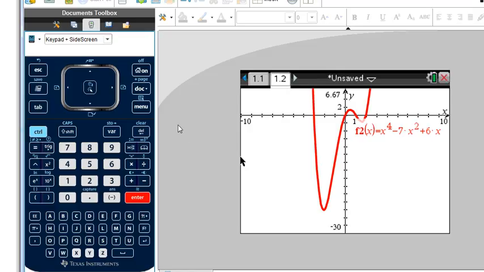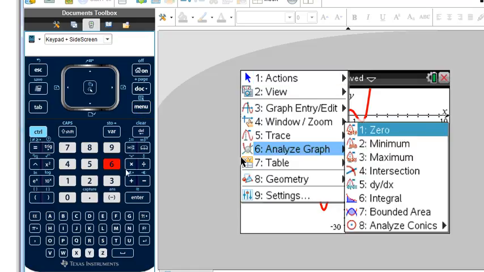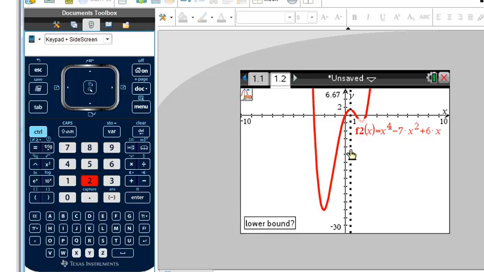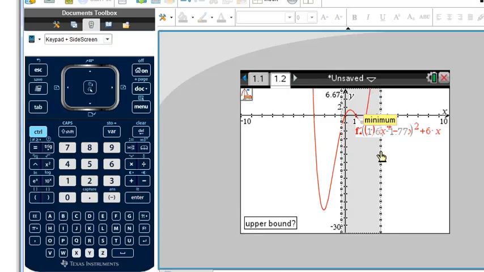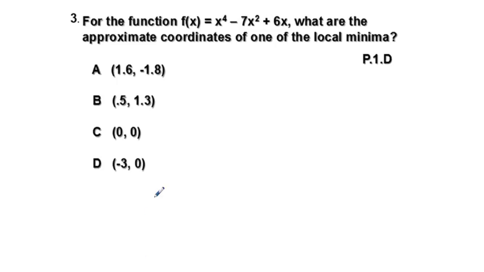And we can find what they are by going to menu. You can trace also. I like to use analyze graph. We have a minimum. We'll pick this one on the right. We have left, right. So this is our minimum here: 1.6 comma negative 1.77. Okay. Well, it's going to be this one. We don't have anything around negative 26, right? So this would be 1.6, negative 1.77. We're very close, round off to 1 decimal place here. So A is our correct answer.